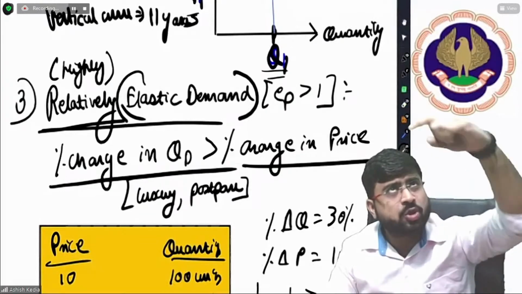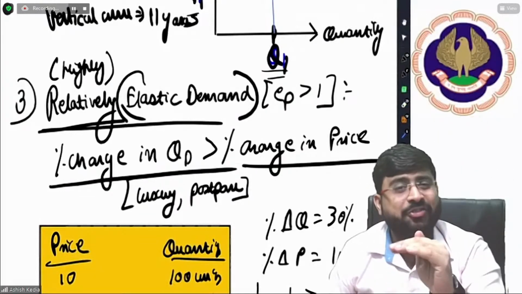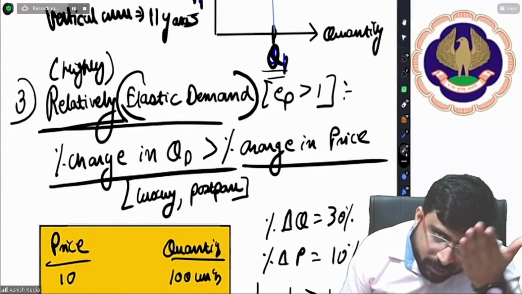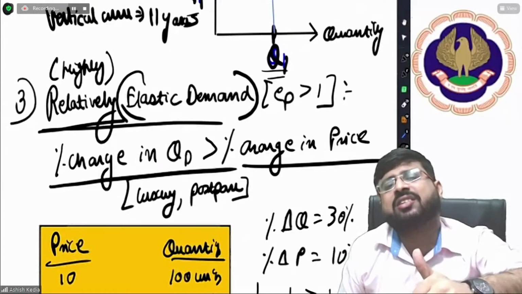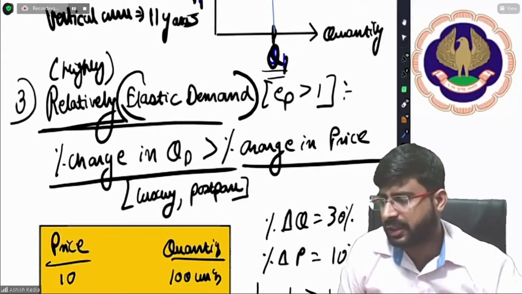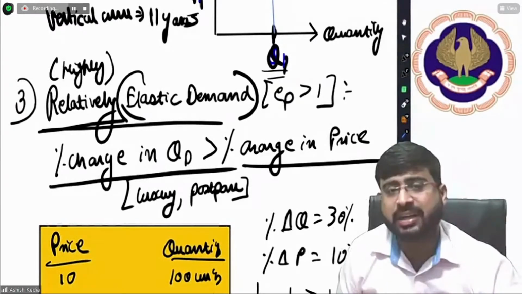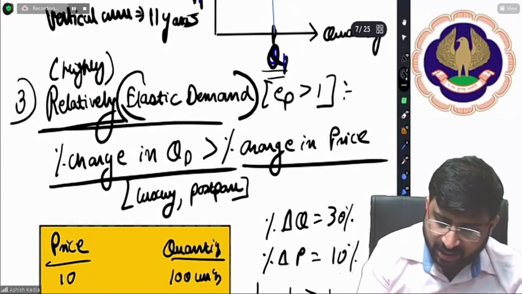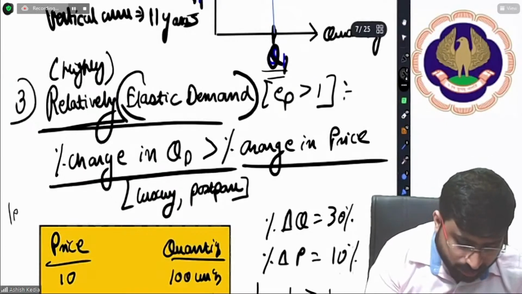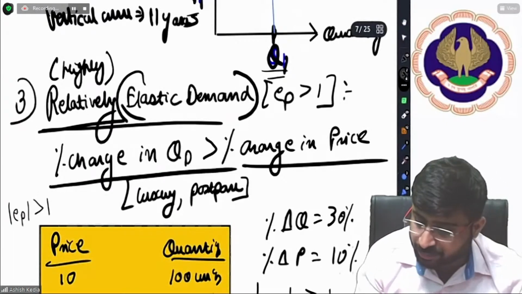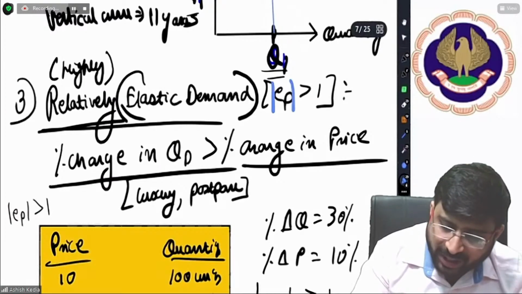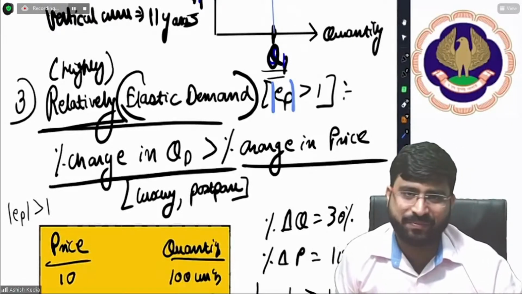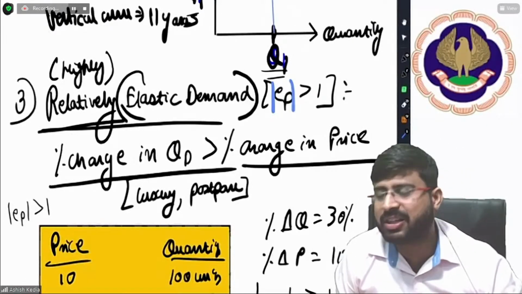And sir, since the numerator is greater than the denominator, the fraction will always be greater than 1. Think of any example. If the numerator is greater than the denominator, the value of the fraction will obviously be greater than 1, right? Yes sir, we are understanding that. So there it is. Remember, we are only dealing with modulus values. So when we say here elasticity is greater than 1, it means modulus of elasticity is greater than 1. Not elasticity, modulus of elasticity is greater than 1. Okay, that's relatively elastic demand.